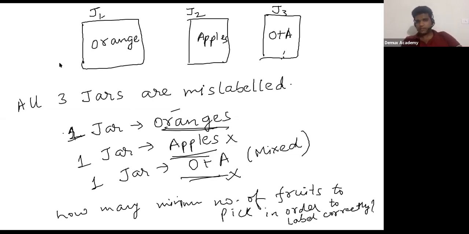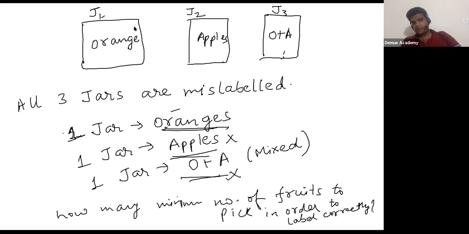So Akash, you have 3 jars, 3 types of fruits. One jar only oranges, one jar only apples, one jar apples plus oranges. All the jars are mislabeled. So jar J1 does not contain only oranges. It contains either apples or apples plus oranges. Similarly, jar J2 is also mislabeled. It does not contain only apples. It contains either only oranges or oranges plus apples. Similarly, jar J3 does not contain O plus A. It contains either only oranges or only apples.